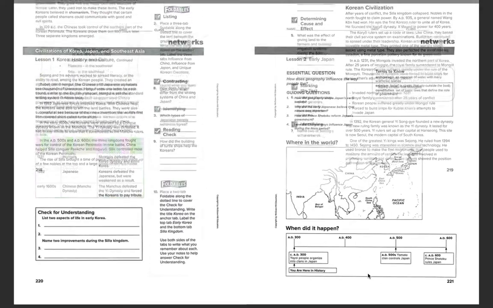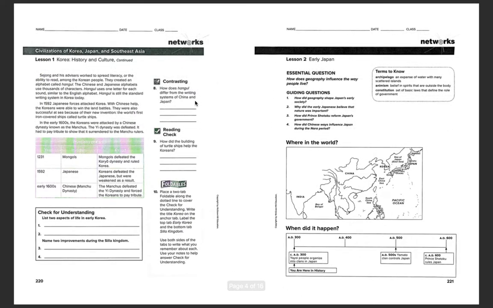All right, let's look at question number 8 here. It says, how does Hangul differ from the writing system of China and Japan? Well, here is where it talked about the Hangul writing system of Korea. Hangul uses one letter for each sound. Chinese and Japanese writing systems use thousands of characters, and Hangul is very similar to the English writing system.